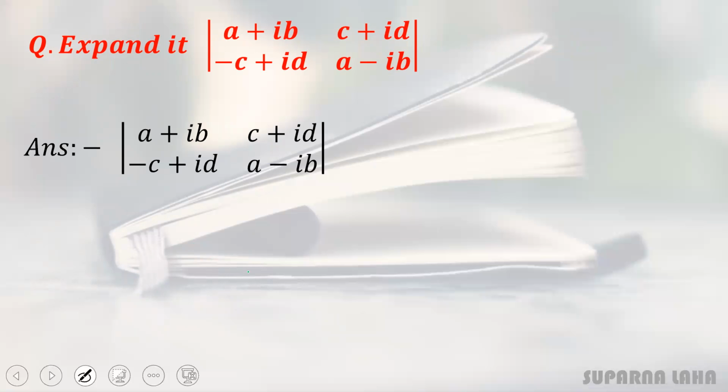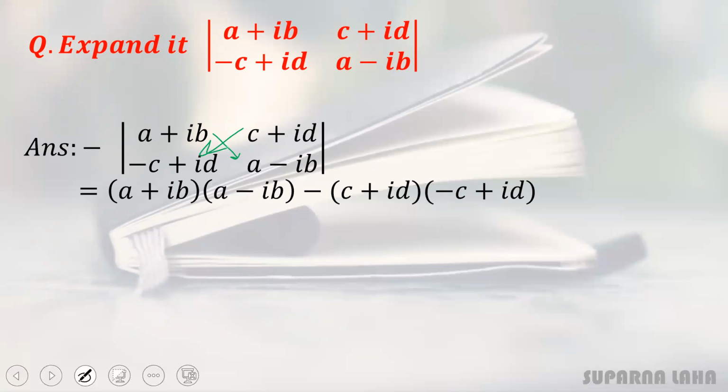Expand this determinant a plus ib. Look at that, the elements are complex numbers: a plus ib, c plus id, minus c plus id, a minus ib. So just cross multiplication, this with this minus this with this. Write it down and simplify it. You will find this is a squared plus b squared plus c squared plus d squared is the answer. Okay, so moving to the next problem.